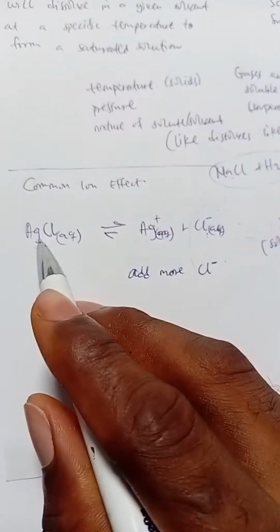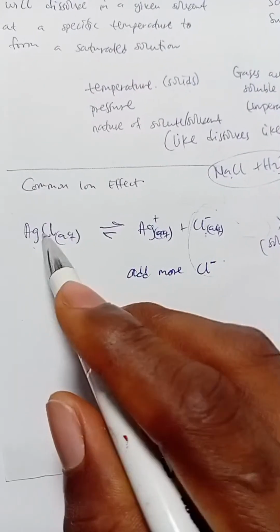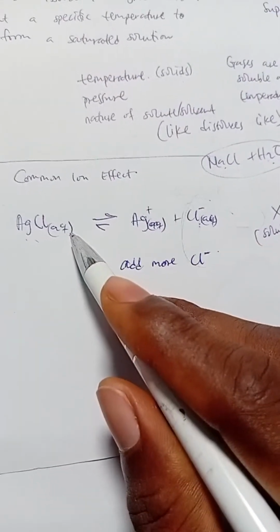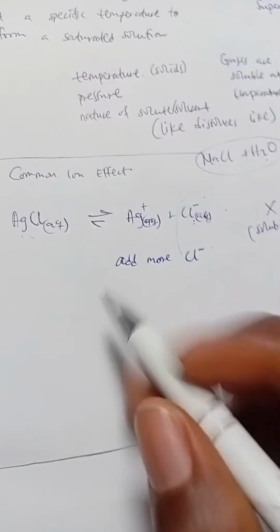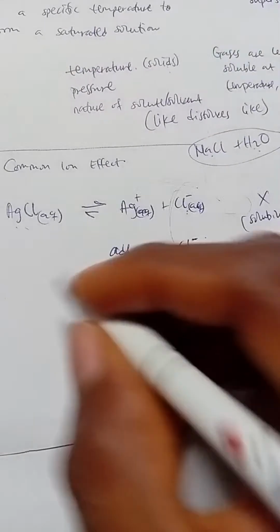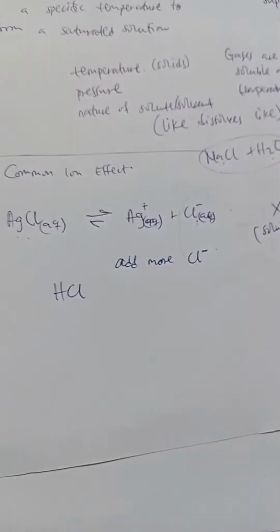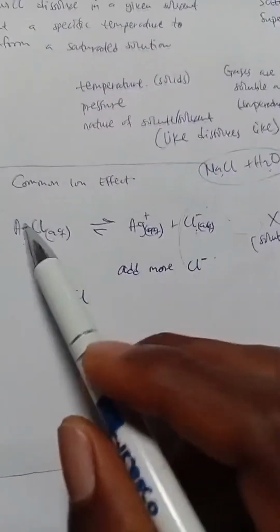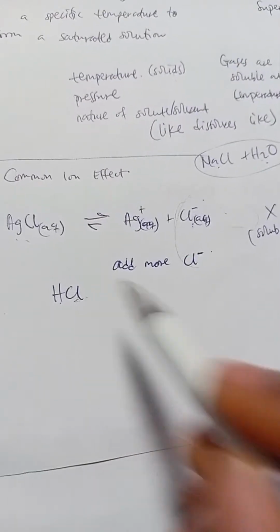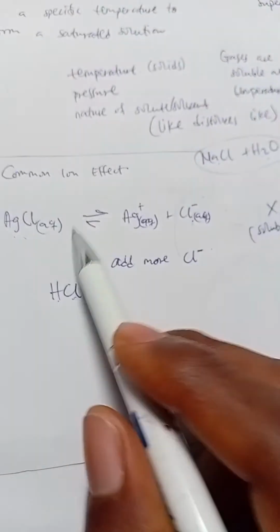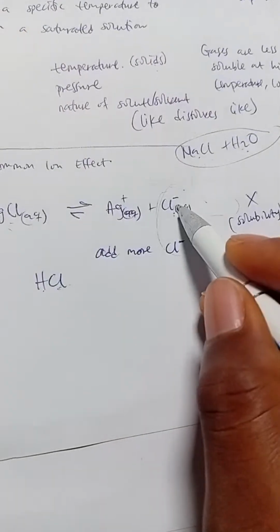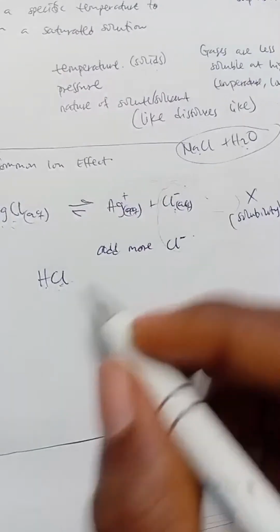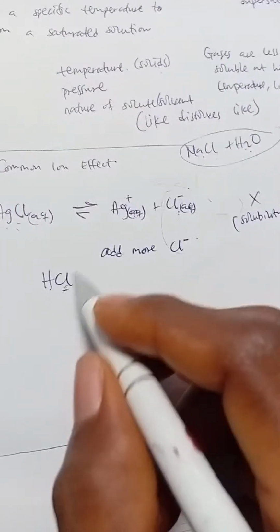So you have the solubility of silver chloride in an aqueous medium, in water. But if you put silver chloride in HCl, you will notice that the solubility of silver chloride in HCl will be different from the solubility of silver chloride in water because there is a common ion. Silver chloride contains the Cl minus ion. HCl is also containing the Cl minus ion. So this is what's called common ion effect.